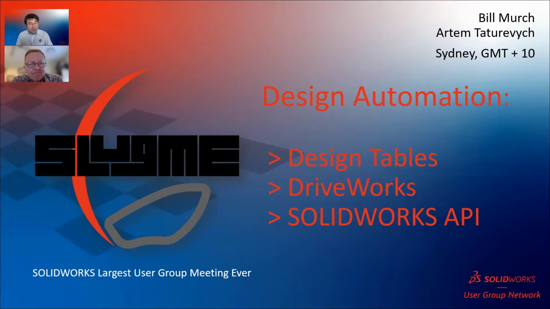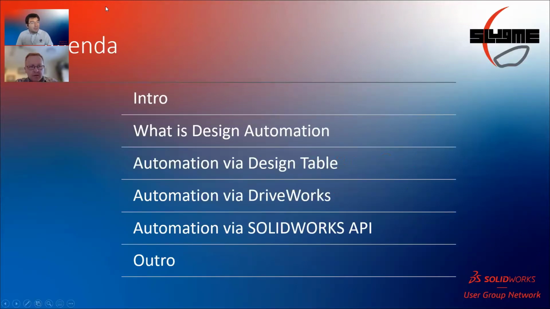And today we're going to talk about design automation, and in particular how to automate certain designs using three approaches: design table, DriveWorks, and SolidWorks API. Okay, Bill, do you want to talk a little bit about the agenda?